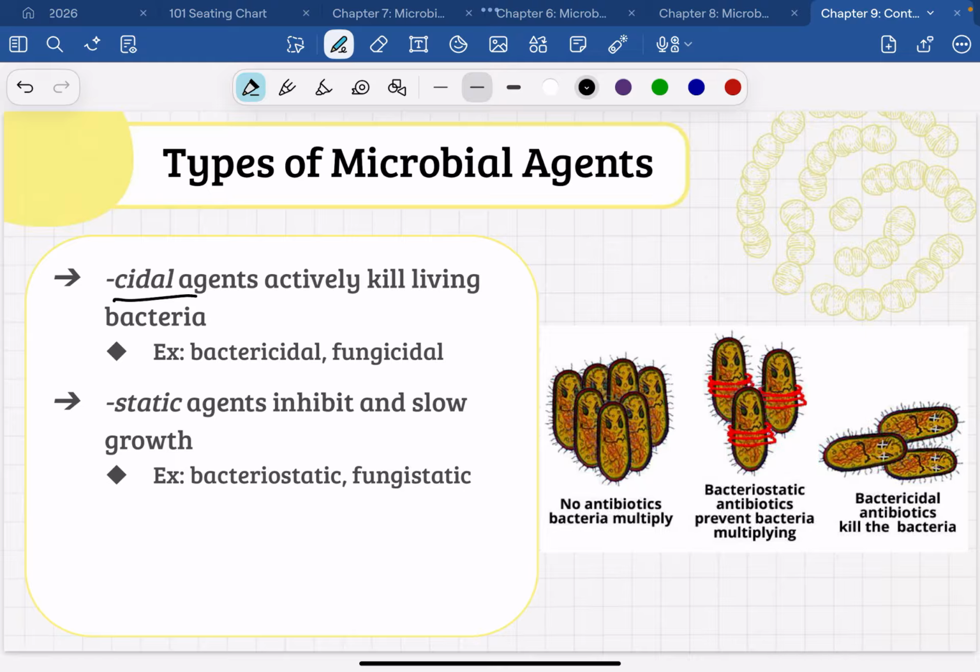So a bactericide or a bactericidal agent is an agent that kills bacteria. A fungicidal agent is an agent that kills fungi. A virucidal agent is one that kills viruses. It kills them. Okay? A static agent inhibits and slows the growth. So a bacteriostatic agent is going to slow bacterial growth or discourage bacterial growth. We'll give some examples later, but one of the ones that we'll talk about is the difference between heating and cooling our food.